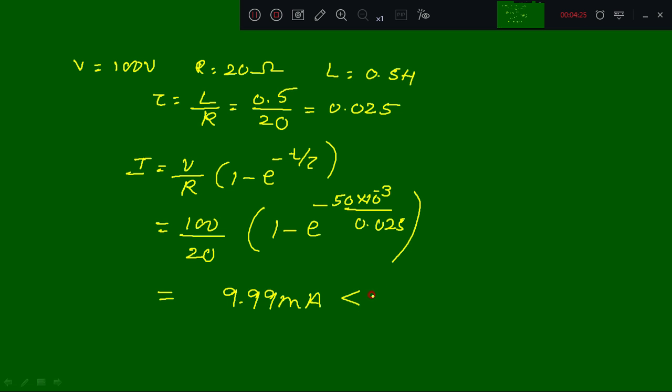How much is the latching current they have given? The latching current of the SCR is given as 50 milliamps, and 9.99 milliamps is less than that. So SCR is off. The duration given is 50 microseconds. Then we get 9.99, which is less than the latching current given in the question. So SCR is off. I'll repeat the numerical once again.